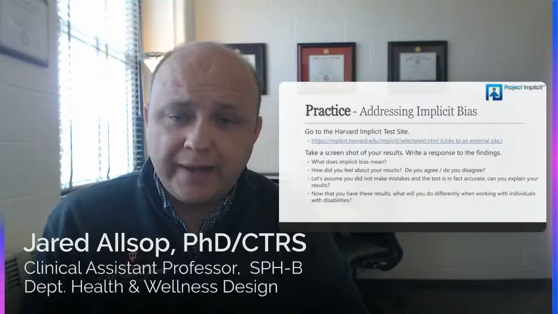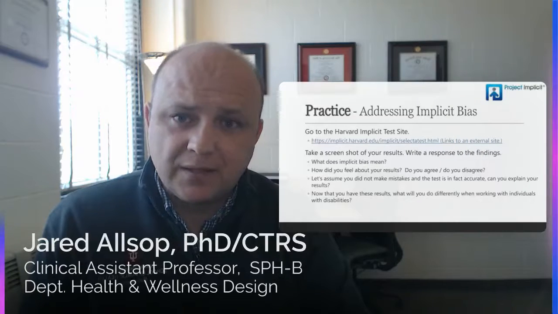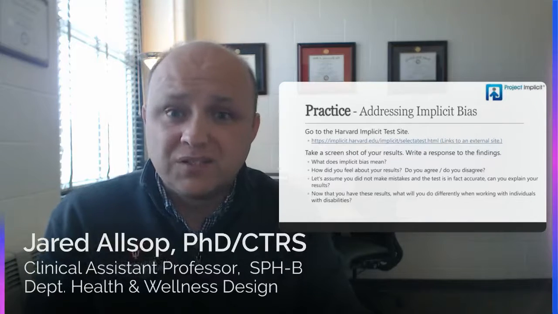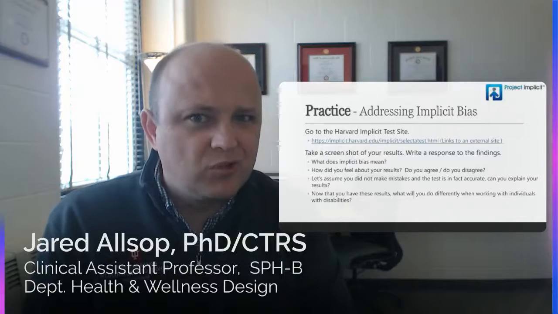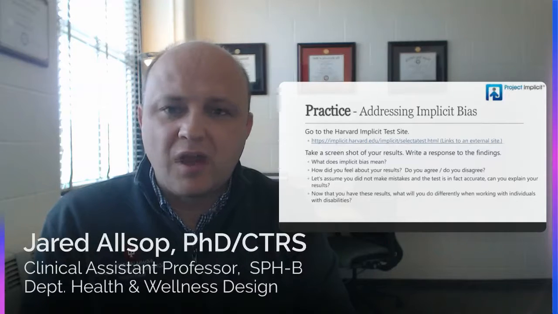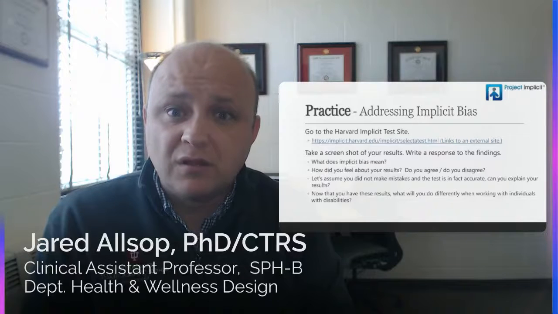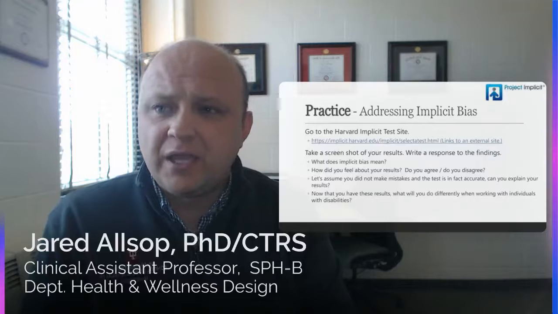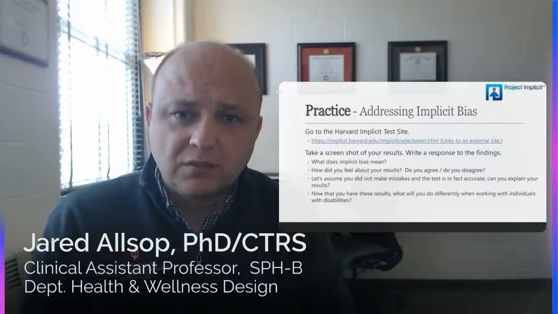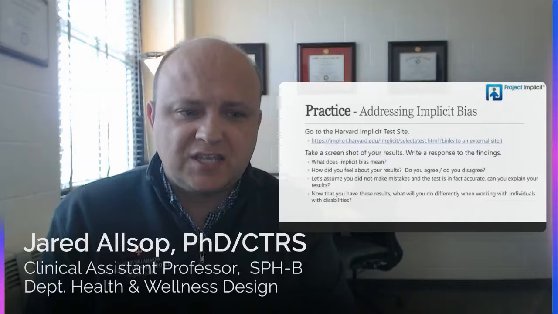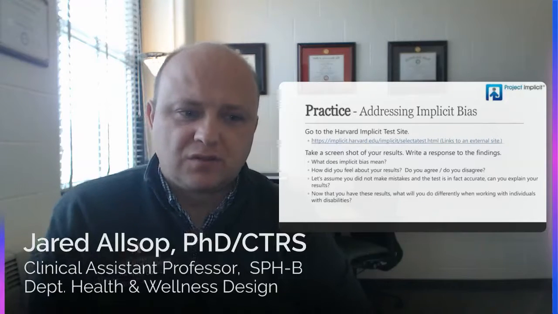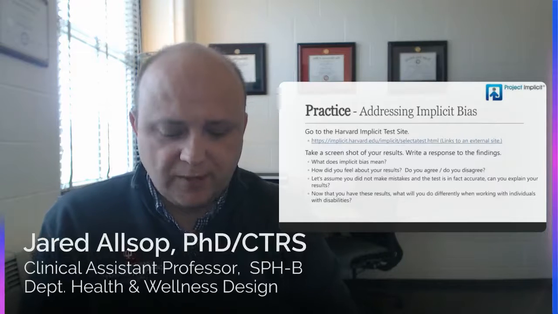The students had to take a screenshot of their test results and submit it. Then they had to go onto our Canvas discussion page and answer a series of questions. I would have them talk about what is implicit bias. I wanted to make sure that they truly understood it. Then I would have them talk about how do they feel about the results? Do they agree? Do they disagree? A lot of the students would then say something like, the test was wrong, it was inaccurate. Then I would say, well, assuming the test was correct, how do you explain your results? And now that you have your results, what will you do differently?